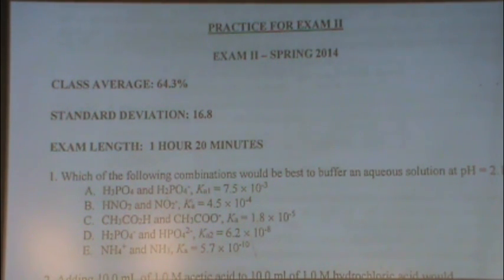So a buffer will work best when its pK matches the pH. So all you're going to do is take the negative log of all 5 of those, and the one closest to 2.1 will be the best one. And that's it. Cool. Yes?